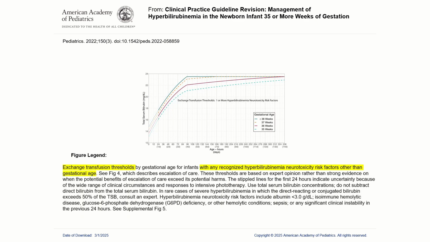Similarly, in a 38-weeker with additional neurotoxicity risk factors, at 72 hours of life, the cutoff or threshold for exchange is 22 units, and therefore at 20 units we need to escalate our care, 20 units being the escalation of care threshold. This proactive approach helps in early intervention and reduces the risk of bilirubin-induced neurotoxicity. Let's go through a few cases.